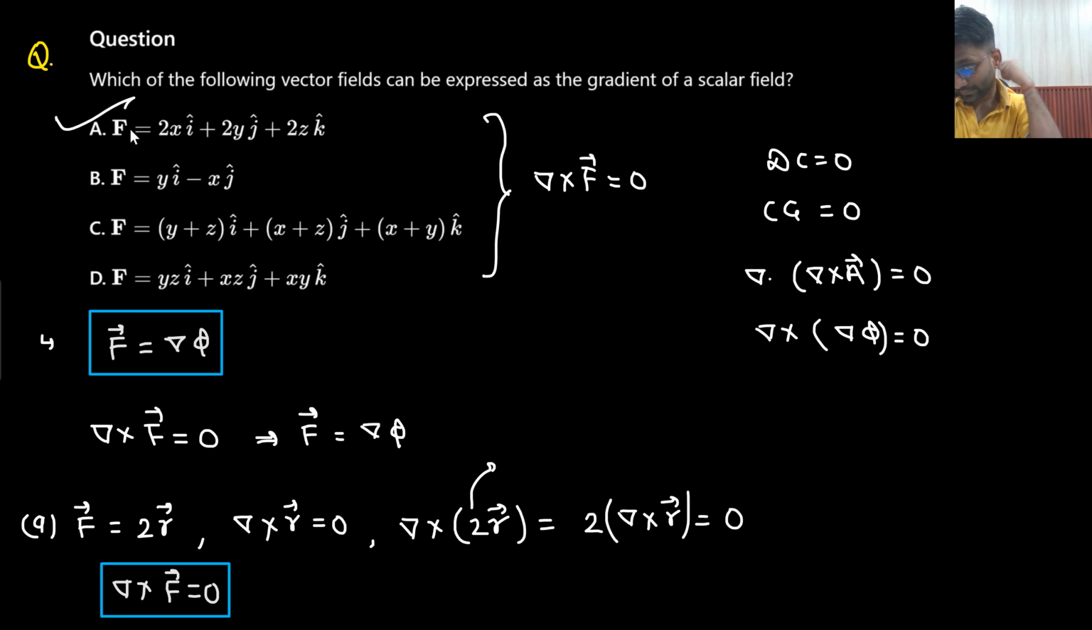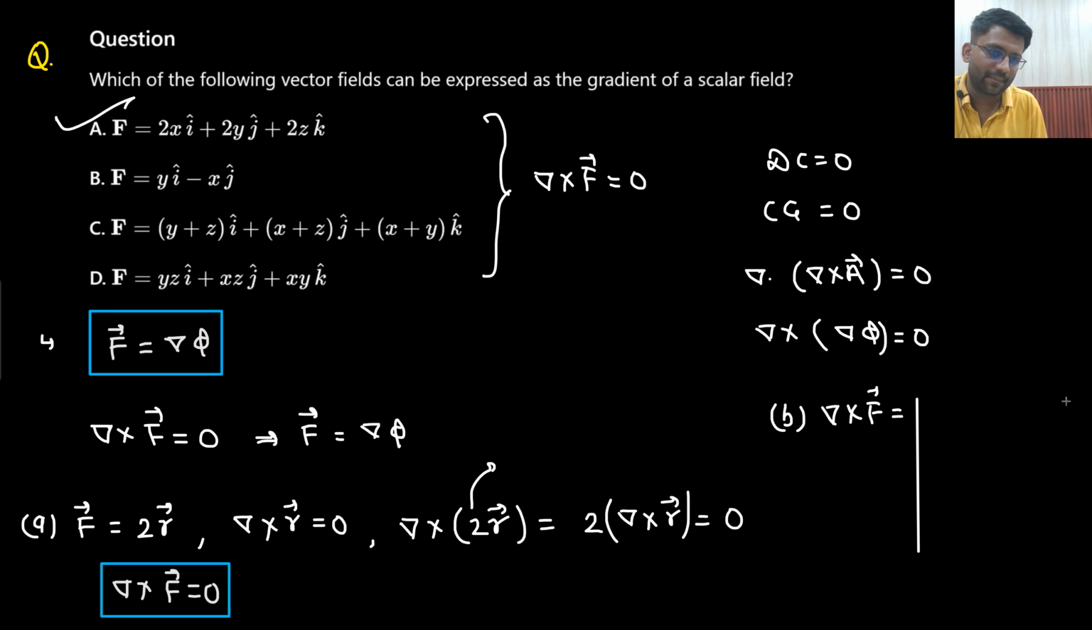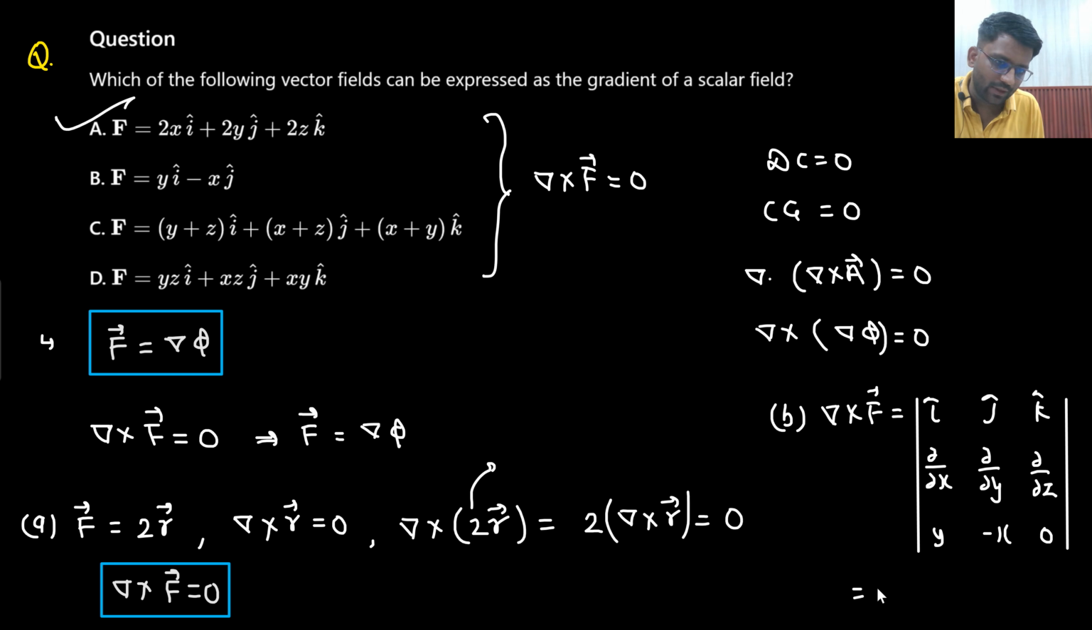Second one, you calculate del cross f. I cap, j cap. It will not come out to be 0, I can directly see. Let's calculate del cross f for the second option: del by del x, del by del y, del by del z. Y minus x. For i cap 0 would come, minus j cap 0 would come, for k cap minus 2 would come. So minus 2 k cap. It is not equal to 0, so del cross f is not equal to 0.